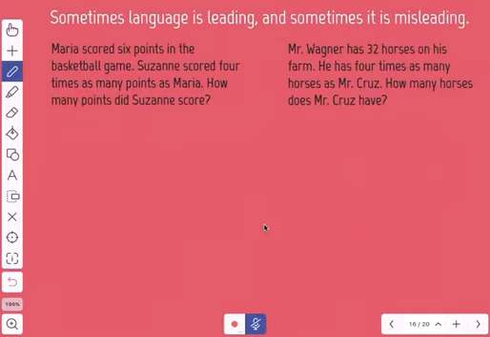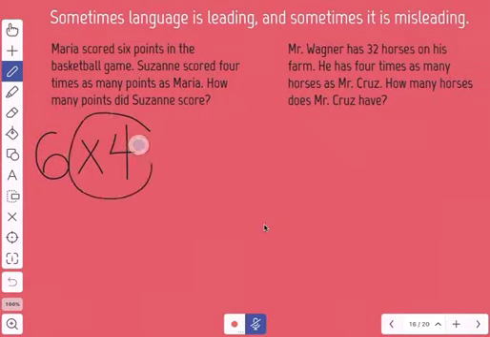Now, here's another example of leading and misleading information, but this time it's multiplicative. So in my first example, it says Maria scored 6 points in the basketball game. Suzanne scored 4 times as many as Maria. So how many points did Suzanne score? So that's going to just be 6 times 4, because that's the idea of 4 times as many, right? Equals, and I would figure out S, or how much Suzanne scored. That's leading information. The phrase 4 times is what you do to solve it.